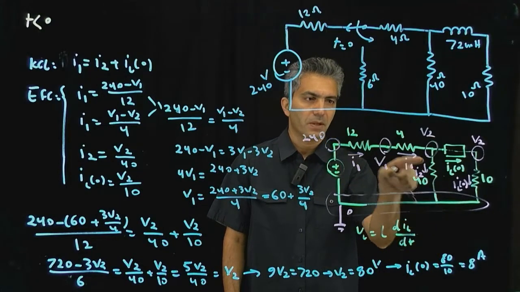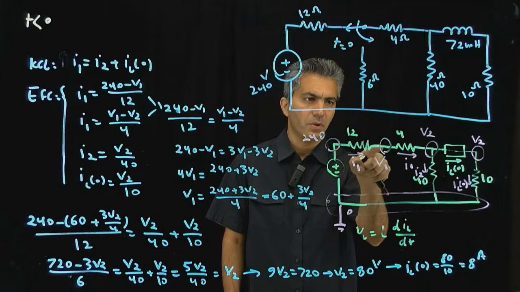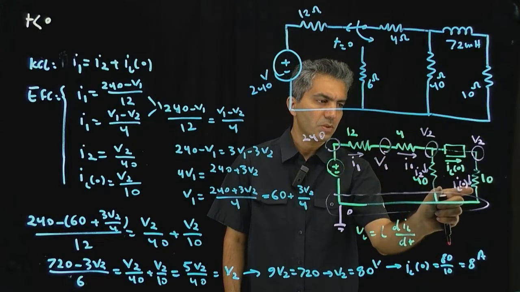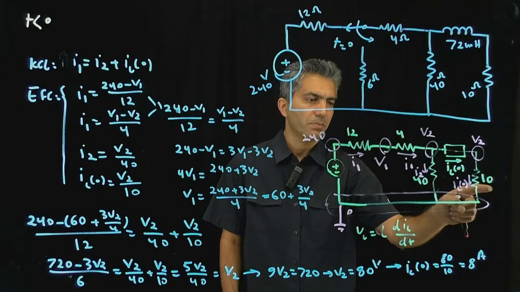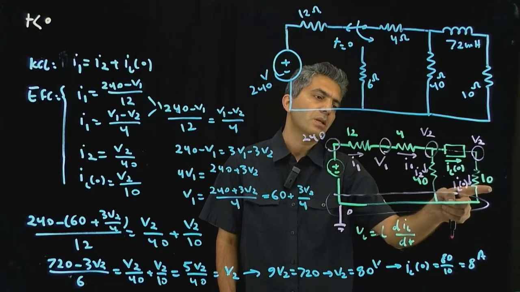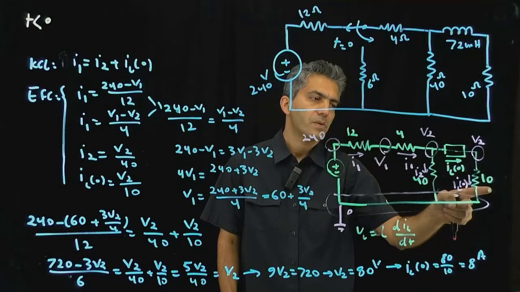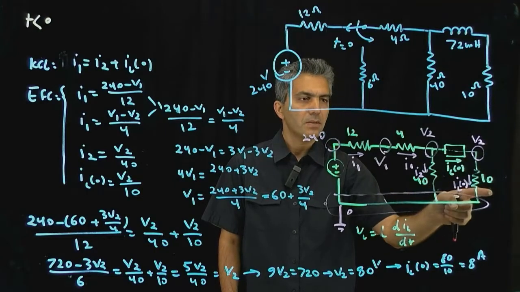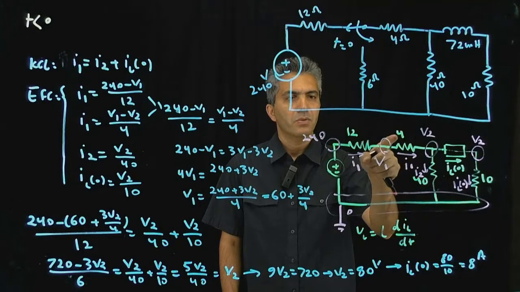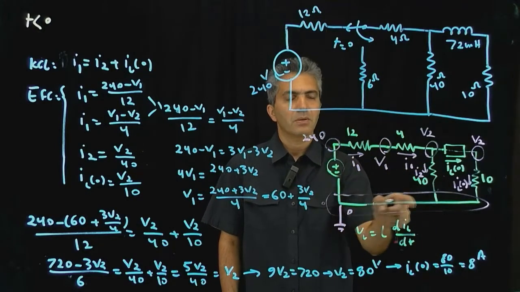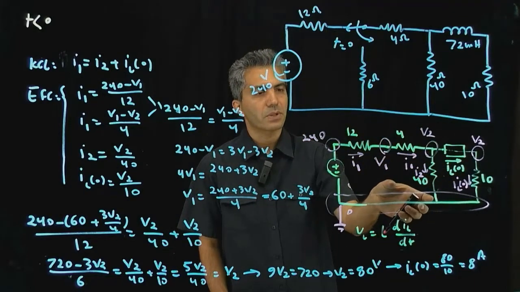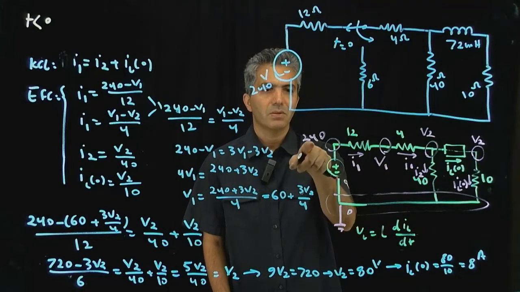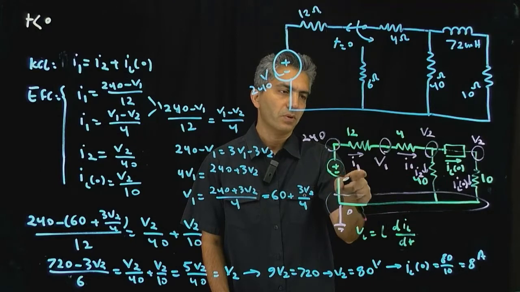So the equivalent for this whole resistive network is 12 ohm in series with 4 ohm in series with these two in parallel. Now 40 in parallel with 10 is 40 times 10 divided by 40 plus 10, and that actually turns out to be 8. So that's 8. So 8 plus 4, 12 plus 12 is 24. The equivalent to this whole network is 24. So therefore, if I replace all of this with 24 ohm resistance, the current that is going to pass through it, which is I1, is going to be 240 divided by 24, that's 10.